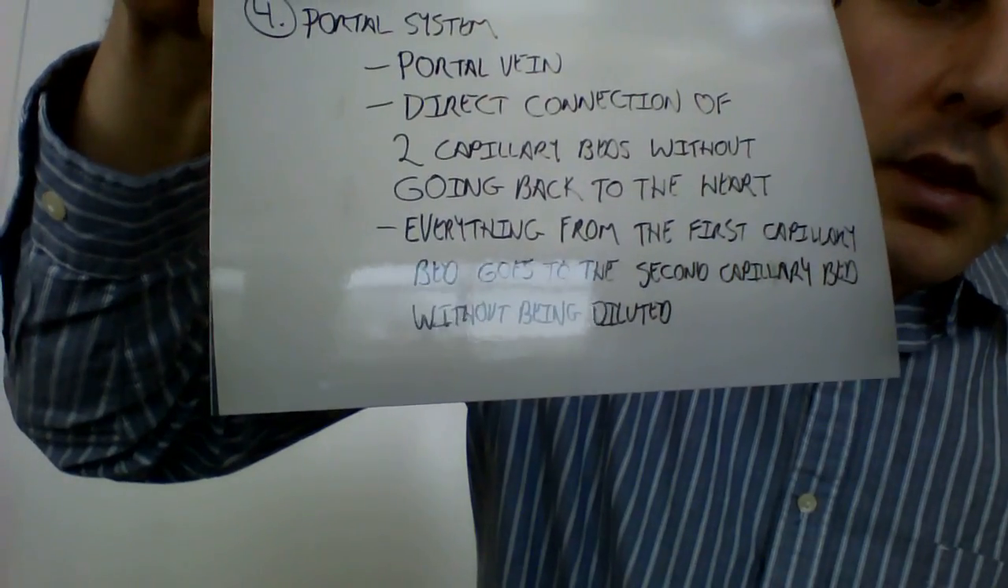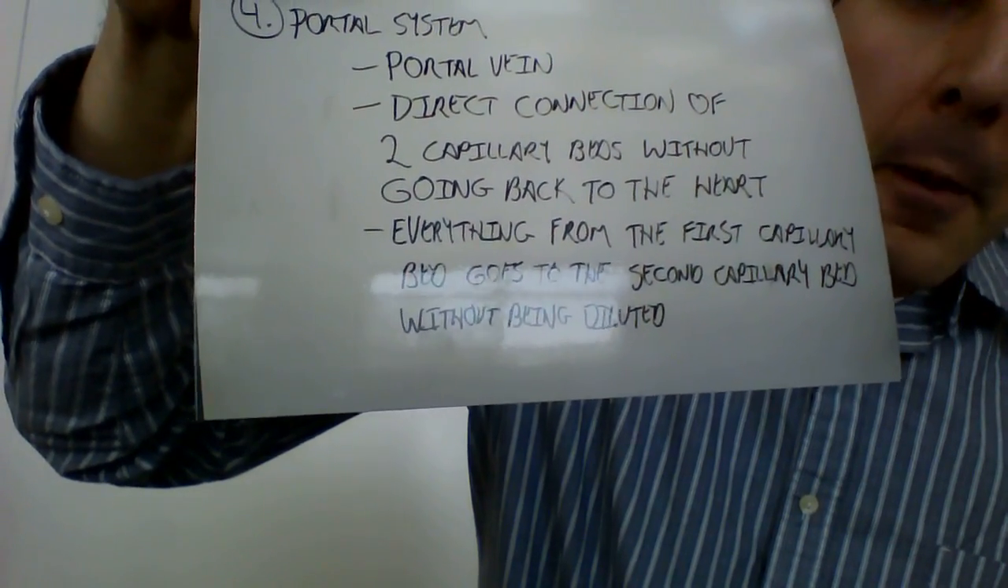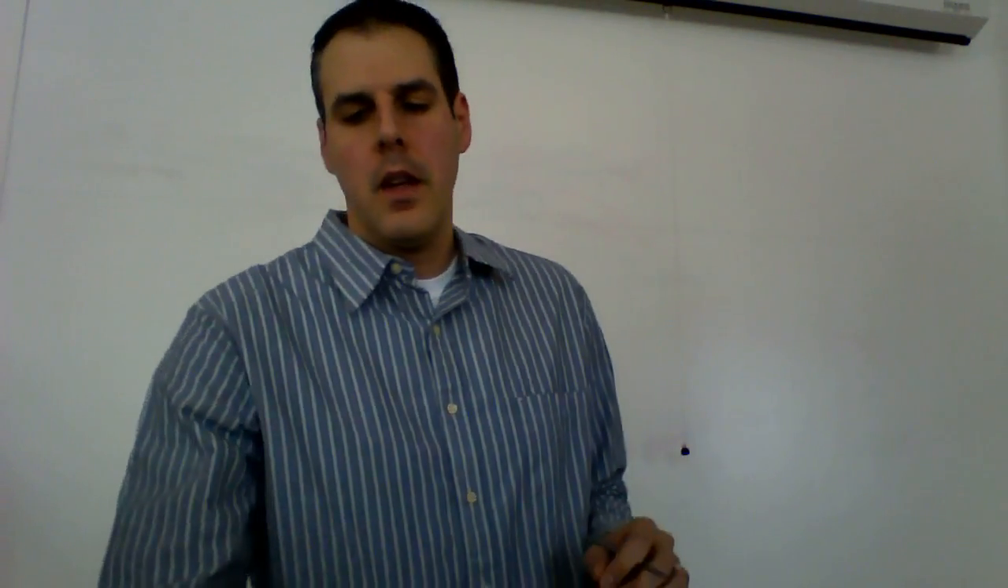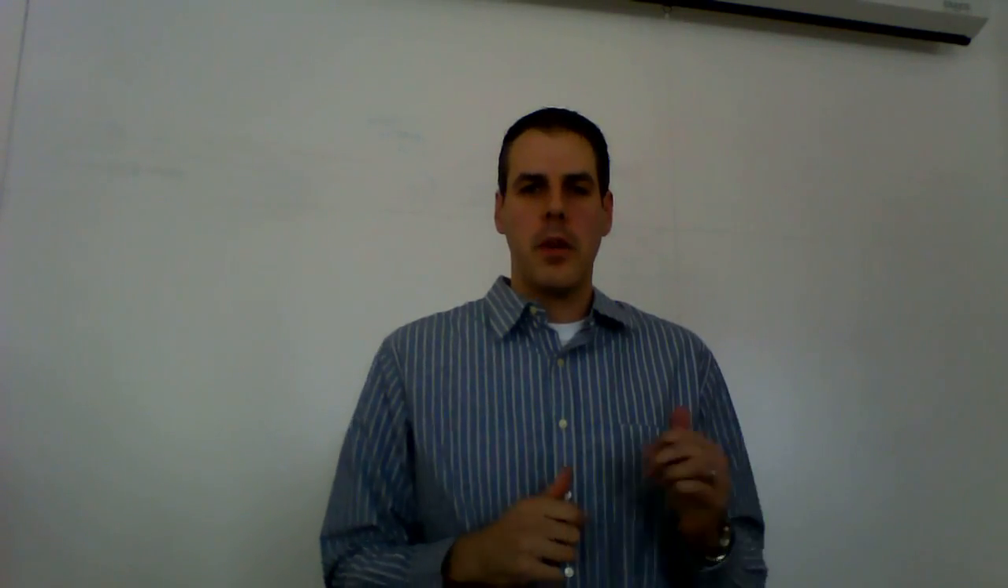The fourth one is a portal system. Now, a portal system is a vessel that directly connects capillary beds. Normally, say you have a capillary bed going to your index finger and your middle finger, these are separate capillary beds. You would have an artery going out to the capillary bed, then your capillaries, and then the vein would go all the way back to the heart. To get to this other capillary bed, same thing: artery, capillary bed, going all the way back to the heart.